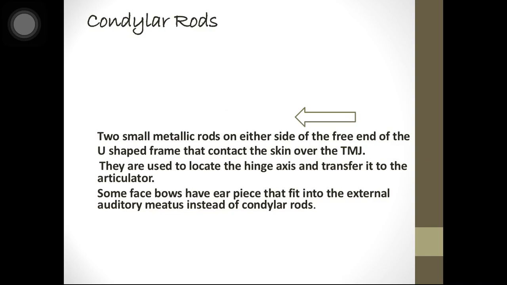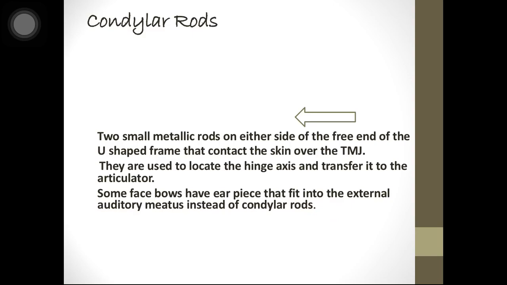Condylar rods are two small metallic rods on either side of the free end of the U-shaped frame that contact the skin over the TMJ. These condylar rods basically locate the center of condyles, or they are used as earpieces. They are used to locate the hinge axis and transfer it to the articulator. Some face bows have earpieces that fit into the external auditory meatus instead of condylar rods.